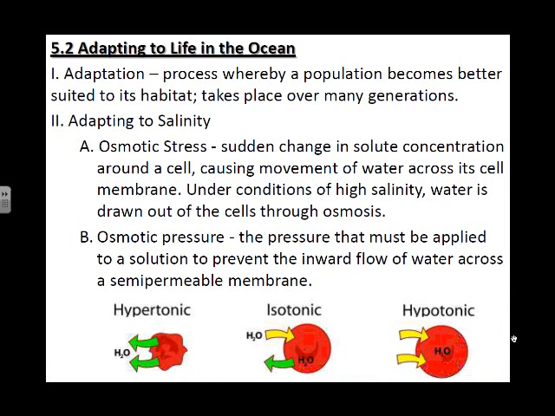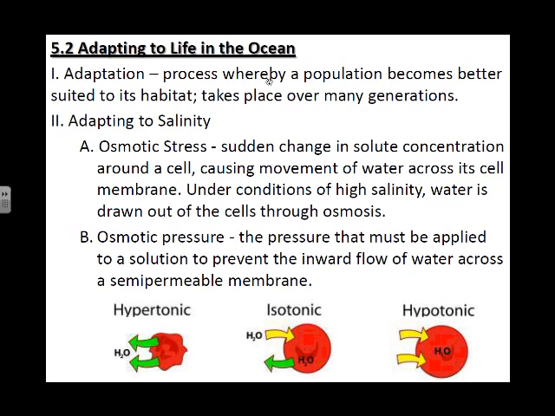Okay, we're now going to focus on the 5.2 notes, entitled Adapting to Life in the Ocean. So in 5.1 we talked about the origin of life and how it's changed and adapted to various circumstances in order to thrive on Earth. Now we're going to talk about specific adaptations marine organisms use to be able to live in the ocean.